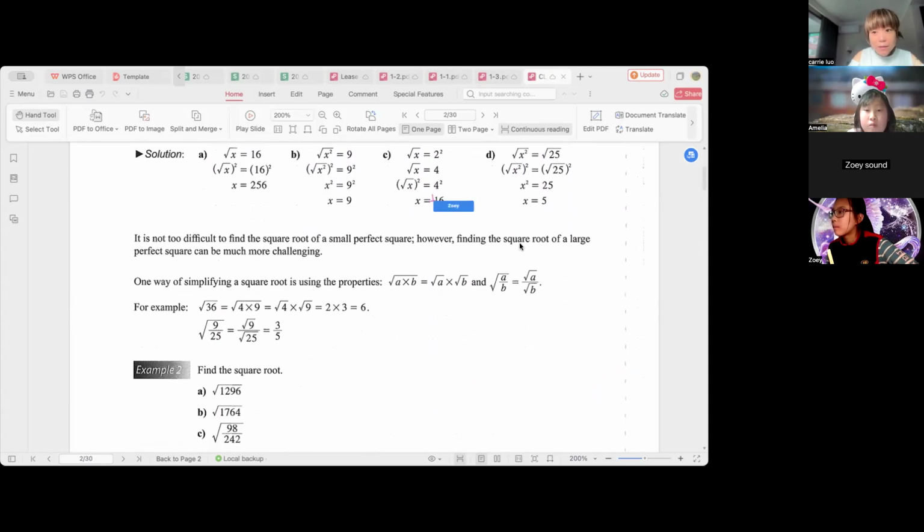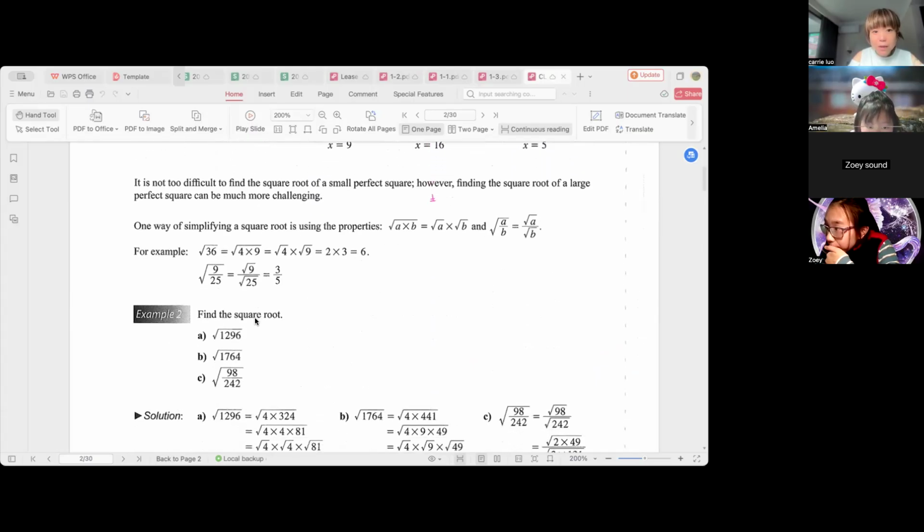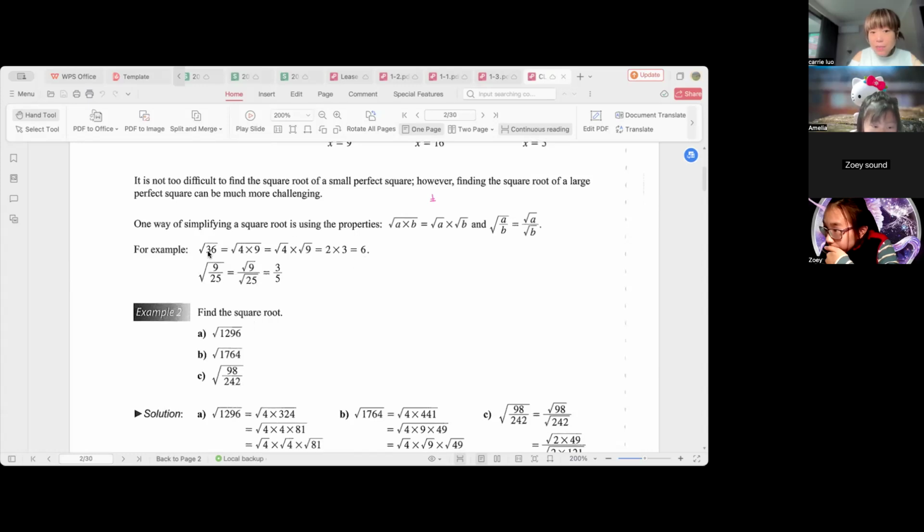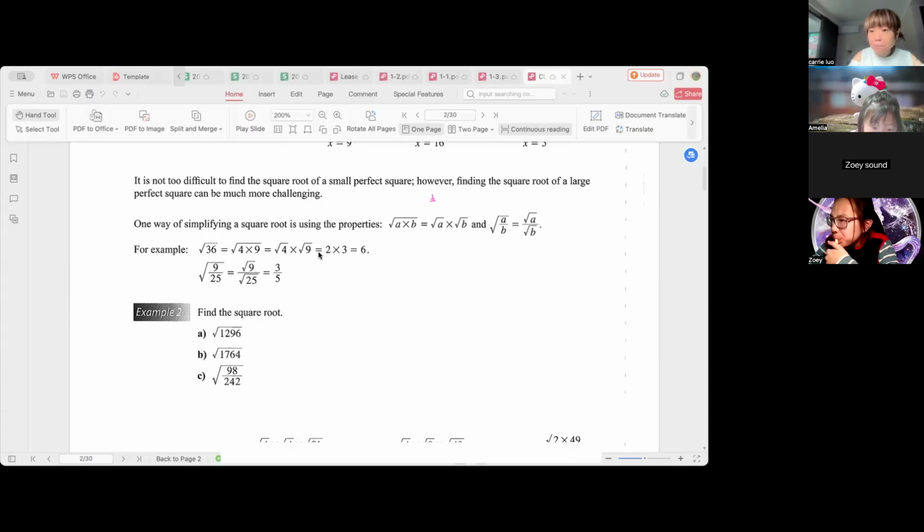However, finding the square root of a large perfect square can be much more challenging. One way to simplify a square root is using the properties. So we can take a look at something like that. See, if we have 36, right? And this 36 could equal what? 4 times 9, right? And we know square root 4 equals what? And square root 9 equals what? And times them together. Understand? And if we have square root 9 over 25, we can do square root 9 over square root 25, which is 3 over 5. Get it?